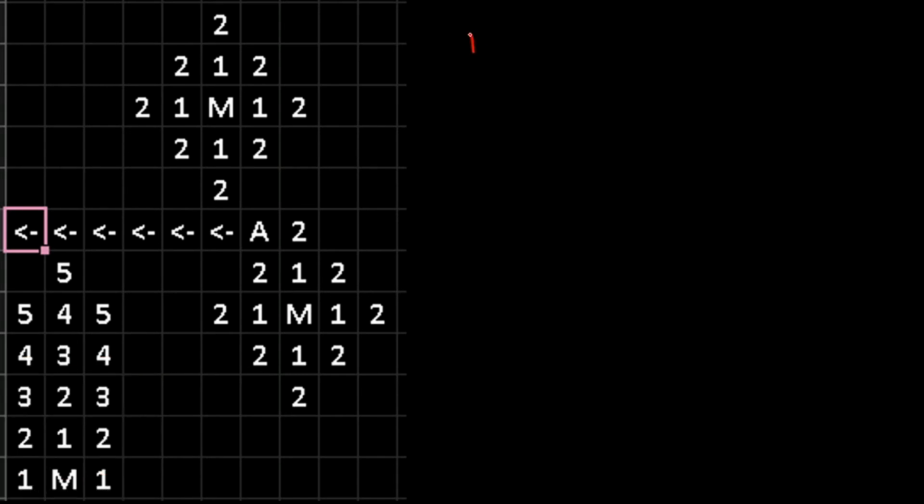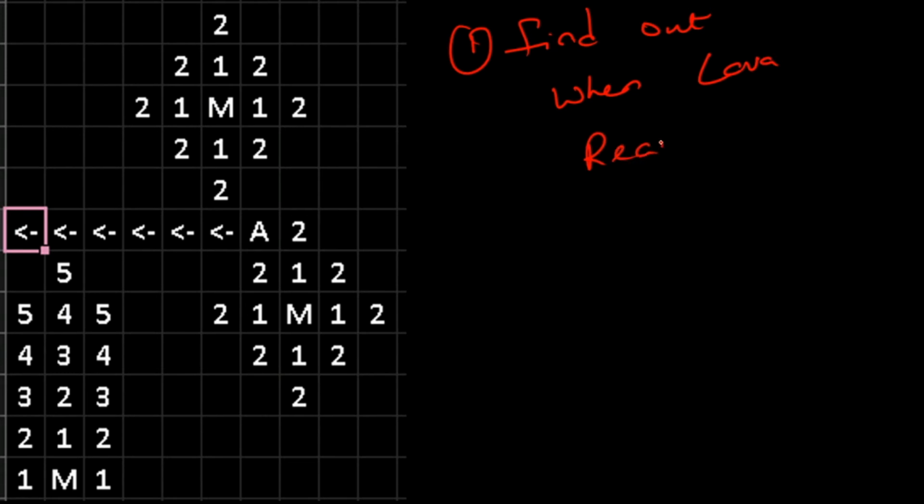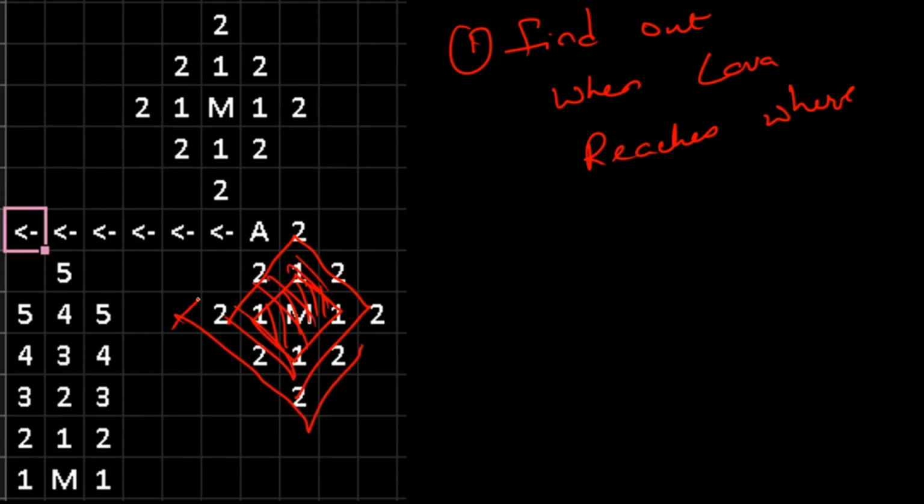we will find out, the first step is to find out when lava reaches where. What that means is, all these points, we label them as 1 second. All these points, we label them as 2 seconds. All these points, we label them as 3 seconds, and so on and so forth. We will do it first. This is the first step.